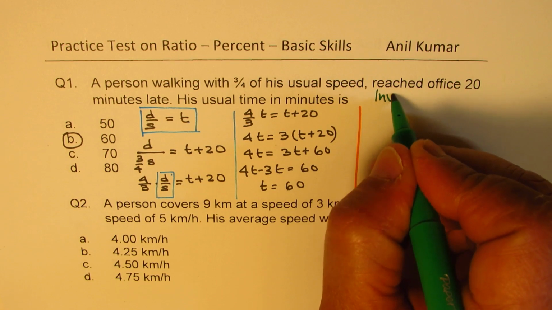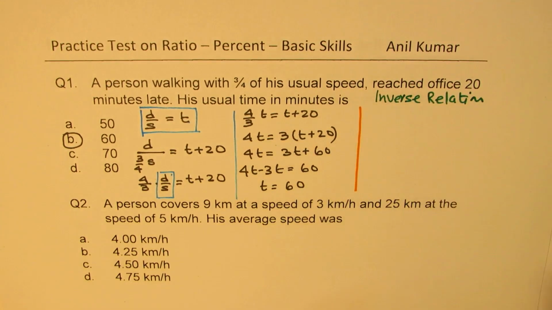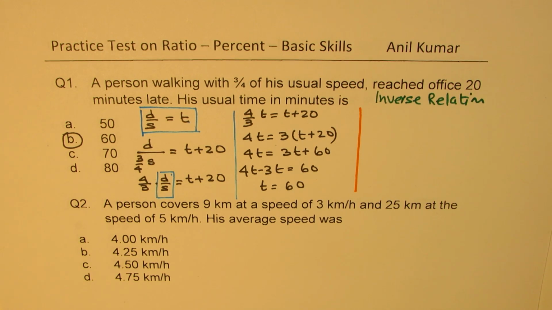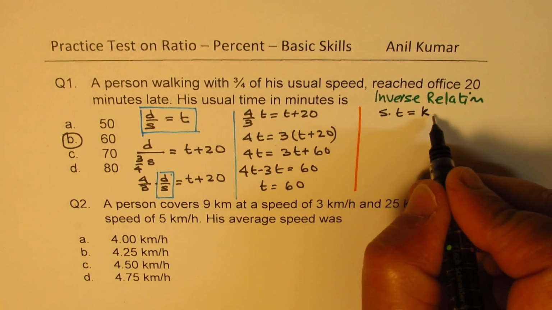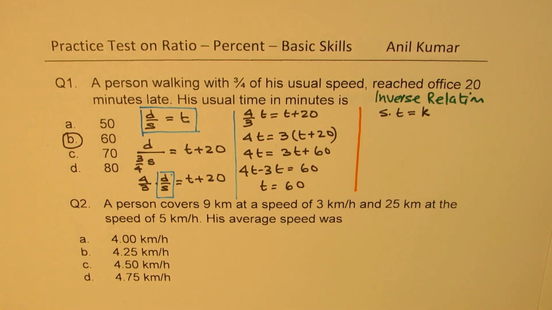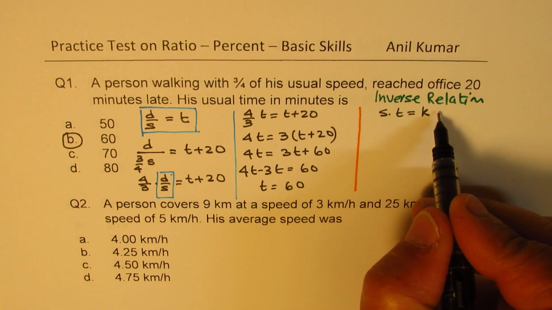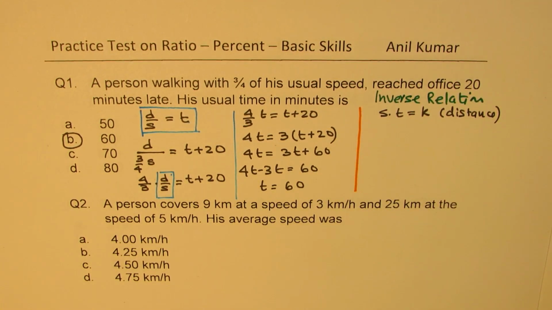Now, we could also do the same question by understanding that this is not a direct ratio. This is an inverse ratio, right? Inverse relation, right? So if speed increases, time decreases. If speed decreases, time increases, correct? So it is an inverse ratio, perfect. And therefore, in inverse ratio, we know speed into time will be constant, which is distance in this case. This constant is distance, so we have the same distance, correct? So we could use this relation to equate.